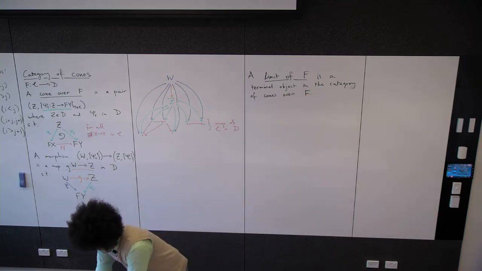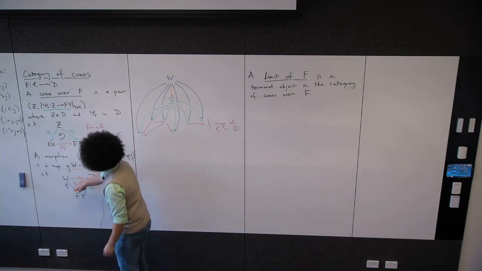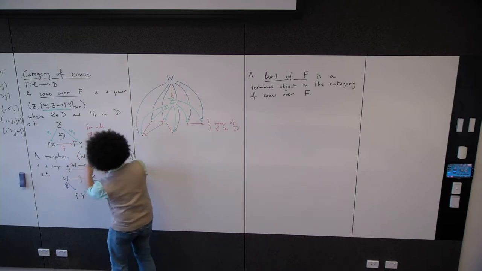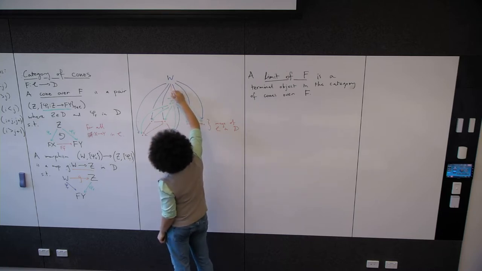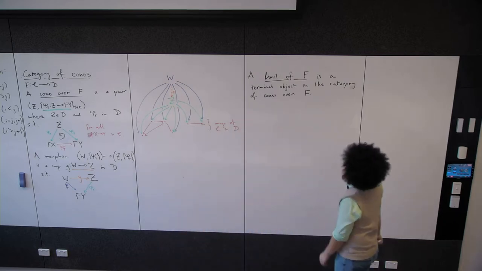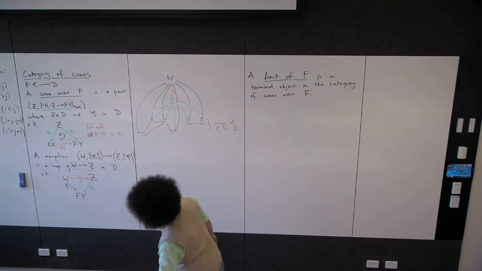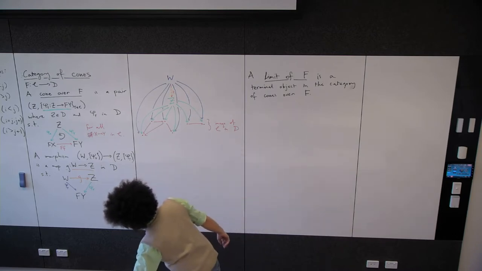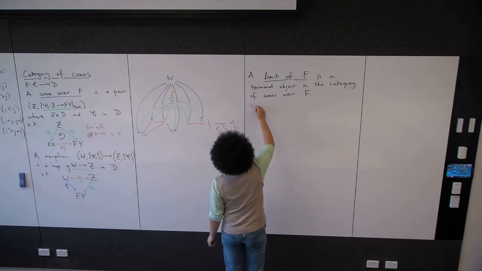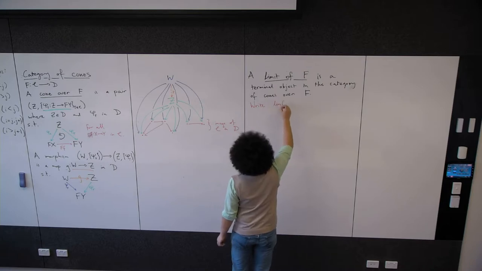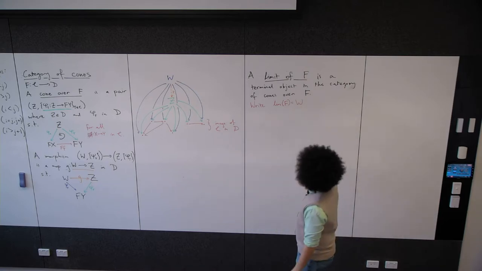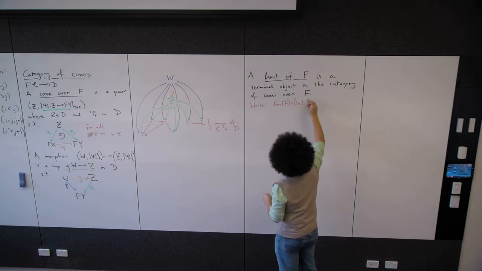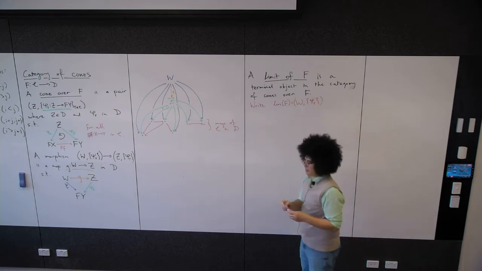So what does that mean? That means that, say, this W, this thing here, is a limit if, for every other cone over F, Z, there is a unique such map like this. All right. So we write, okay, so people will often write that the limit of F, say in this case, is W, right? But the limit really is this information, is all of this information. It's not just the object.